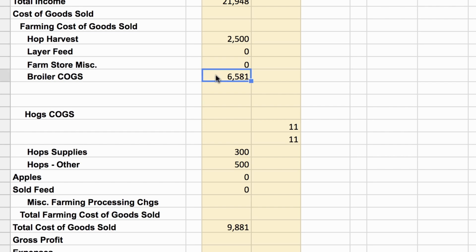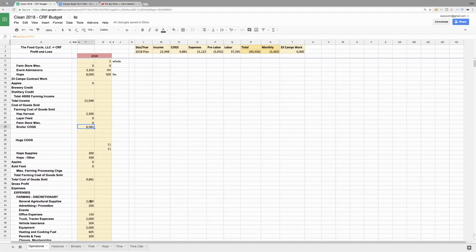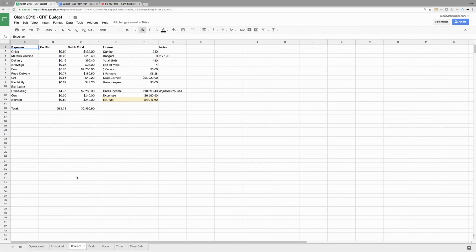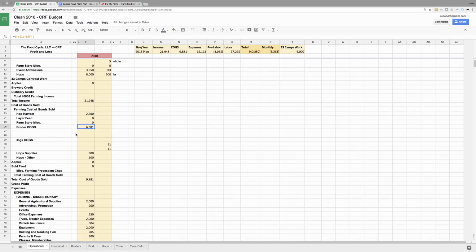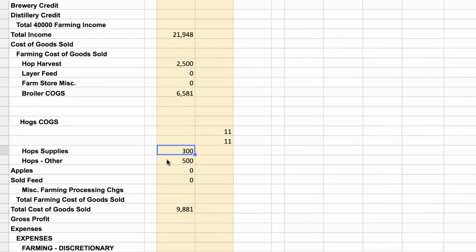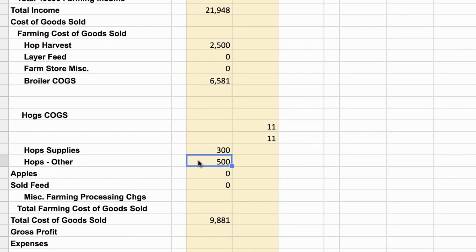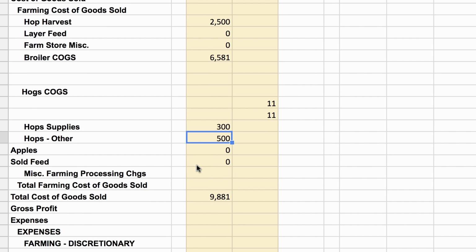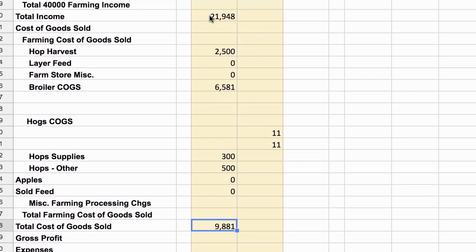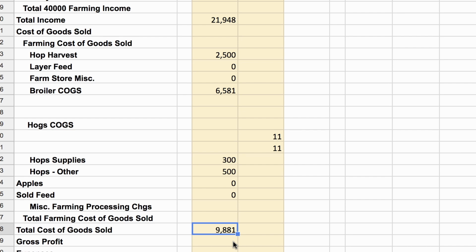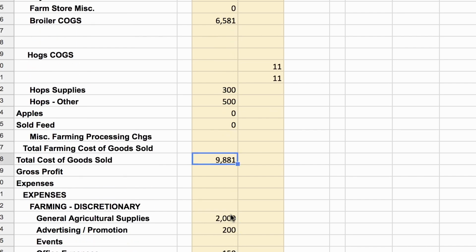Broiler COGS is feed, baby chicks, electricity, all the things that go into raising a chicken. I've already mapped out here, and I know exactly how much it's going to cost. And then hop supplies and hops other are things like sprays and amendments and just things that I'm going to need to help the hops grow. So total cost of goods sold is $9,881 against my $21,948.